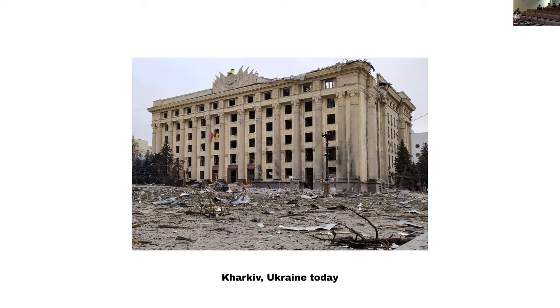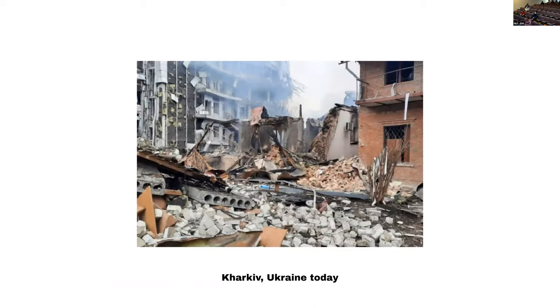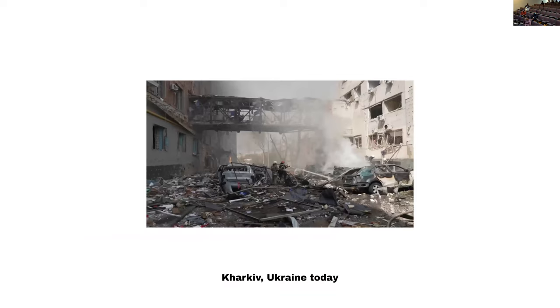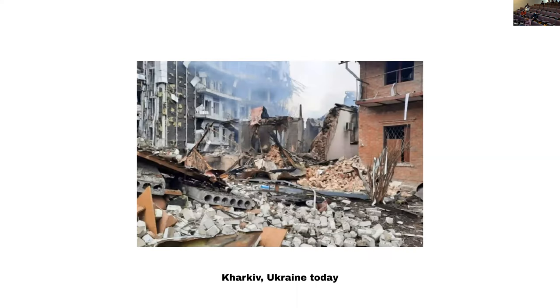This is Kharkiv, Ukraine today, the country's second largest city. This building stands above Freedom Square. It's one of the most important cultural parts of the city. And this is what Putin's manifesto in action looks like. It's very real. Words matter a lot.